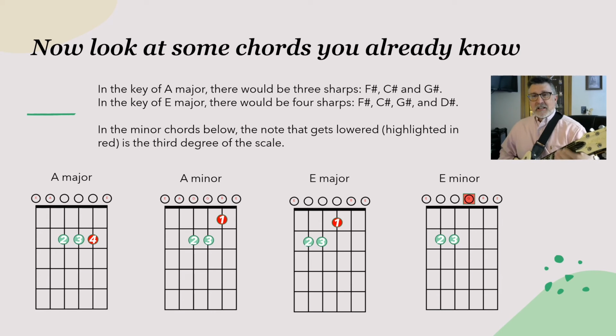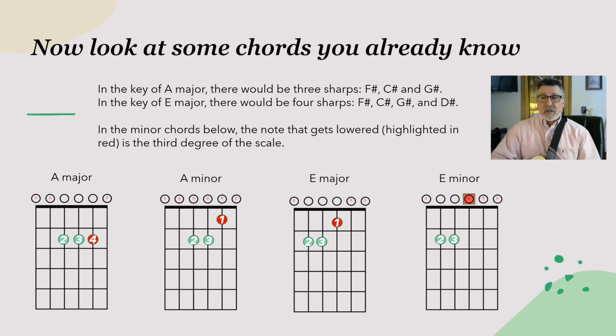Okay, let's try E. Here's E major. Now, to play an E minor, we just take off a finger. That finger we took off, you're probably guessing, must be the third degree of the scale. It would be the G sharp: E, G sharp, B would be our triad for an E major chord. To make it minor, that G sharp has to go down to a G natural, which is why we take that finger off.